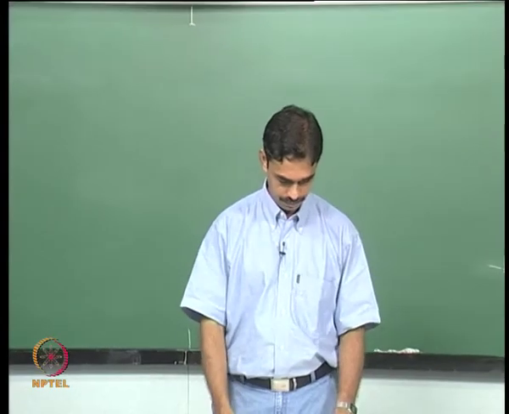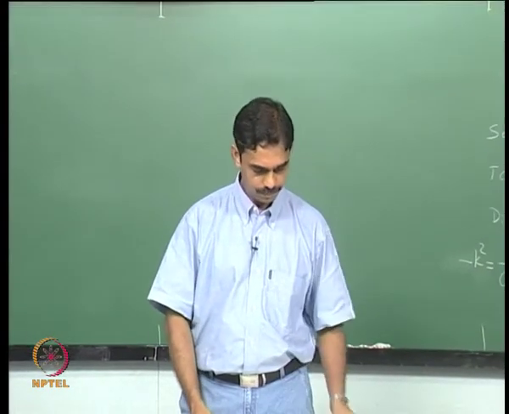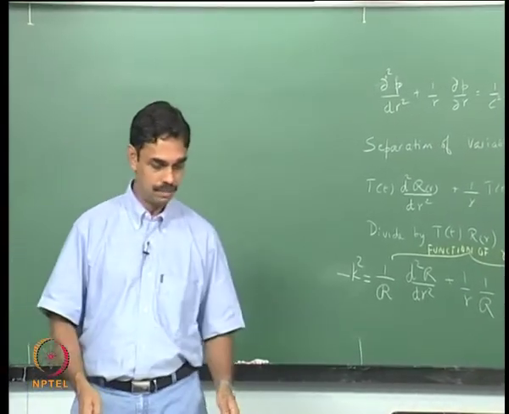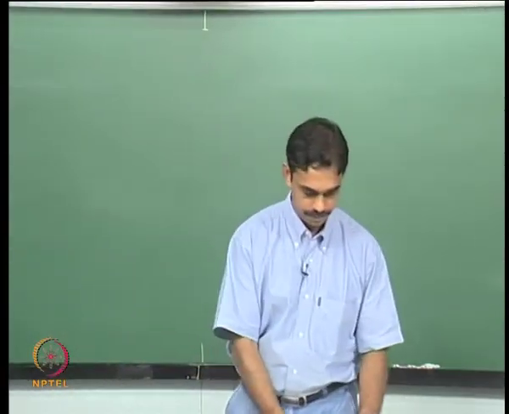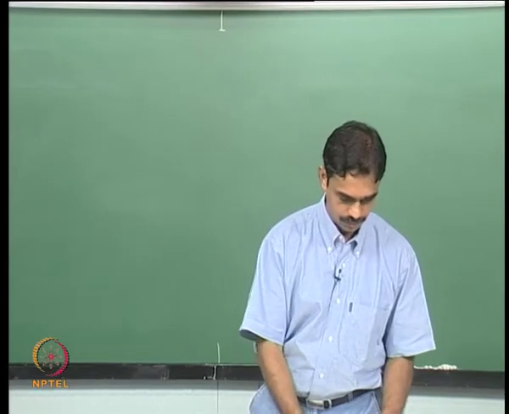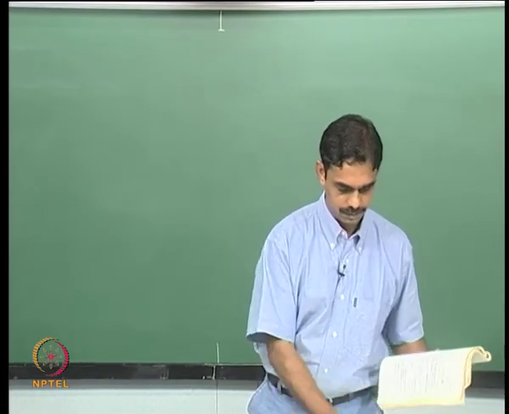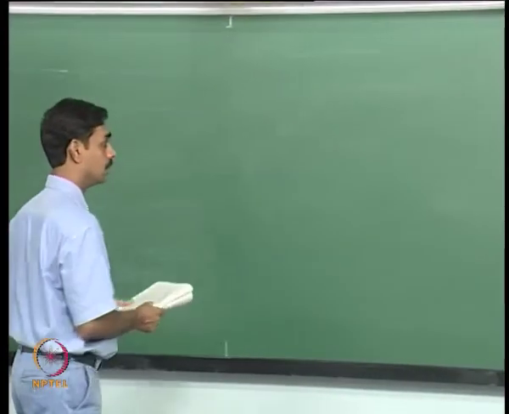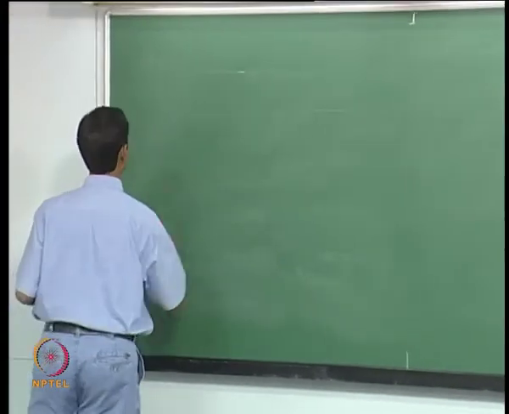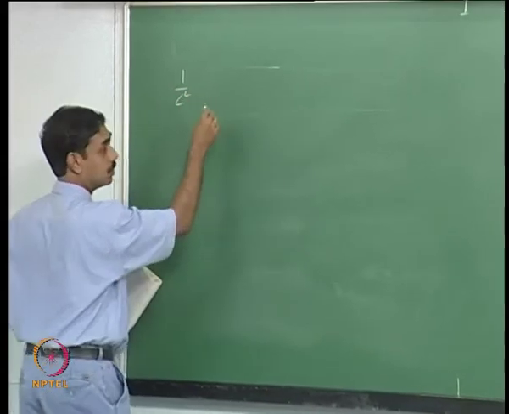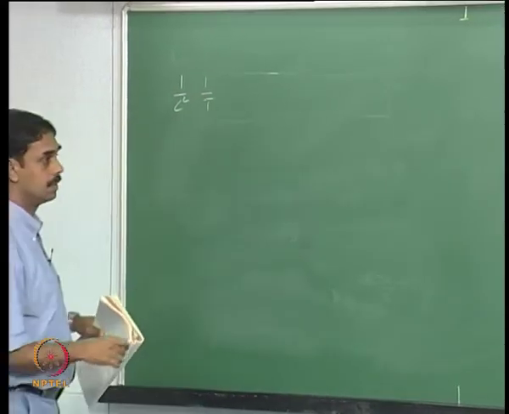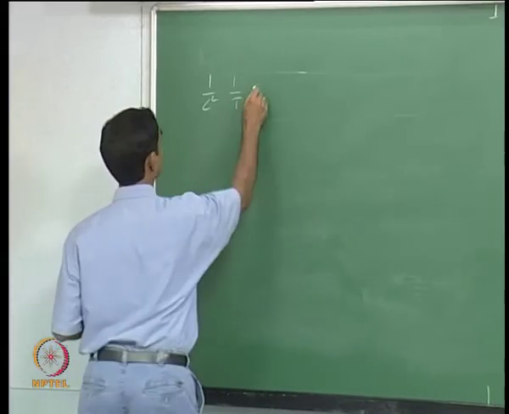So we know how to solve both the parts. So first part would be one over c squared times one over T d squared T by dt squared.